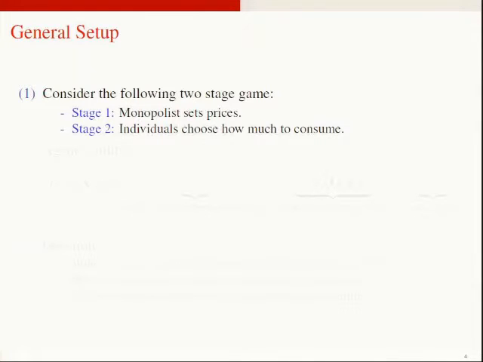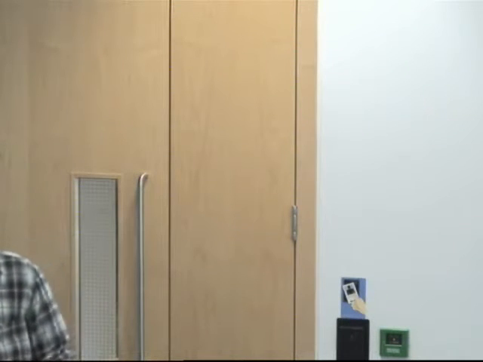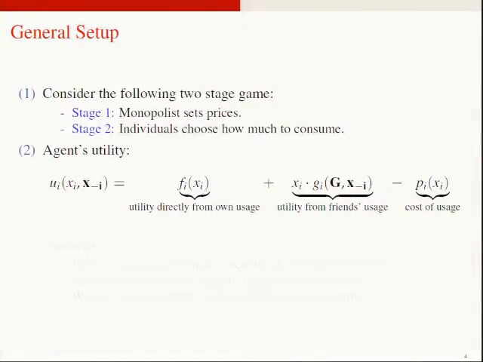It can be described as a two-stage game. In the first stage, the monopolist chooses prices, and in the second stage, the agents observe those prices and make their consumption decisions, okay? And the question is, how should the monopolist choose those prices so as to optimize her revenue, okay? All right, so the agent's utility can be thought of as a three-term function.